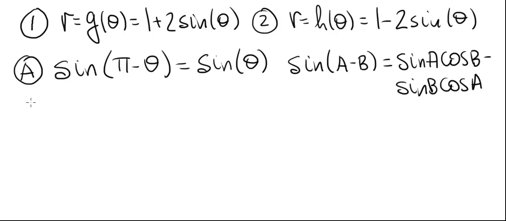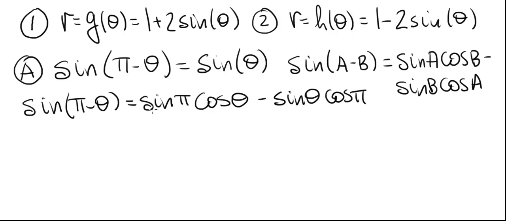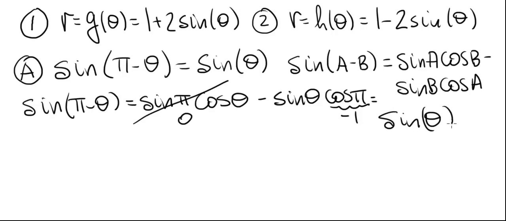So let's apply this identity to sine of pi minus theta, and this is equal to sine pi times cosine of theta minus sine theta cosine pi. Now sine pi is 0, so that's 0. Cosine pi is minus 1, and so we get minus sine theta times minus 1, which is sine of theta.